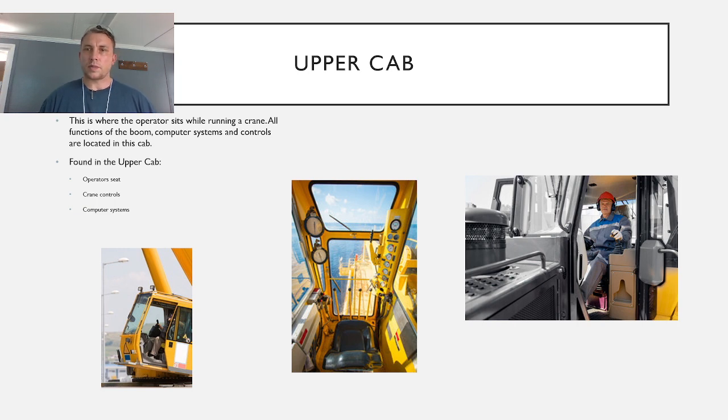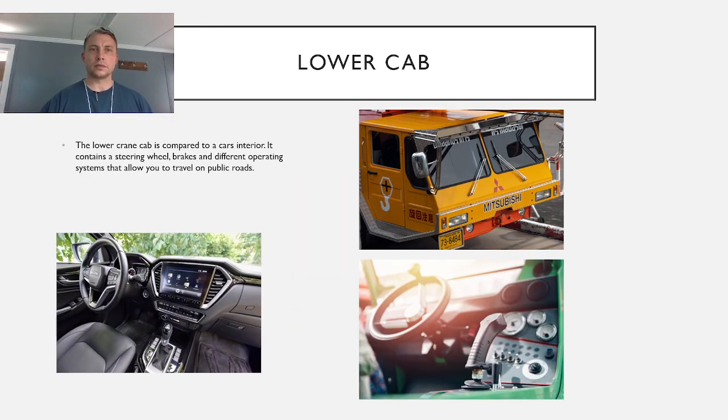When you're working on a job site, you're going to get up in the upper cab, set your computer up, push out the boom. They call it scoping, and you set up the crane according to what you're going to lift. The lower cab is what you're going to use out in town or maneuvering on a job site. It contains the steering wheel and the brakes and different operating systems, and the lower cab has its own computer systems as well.